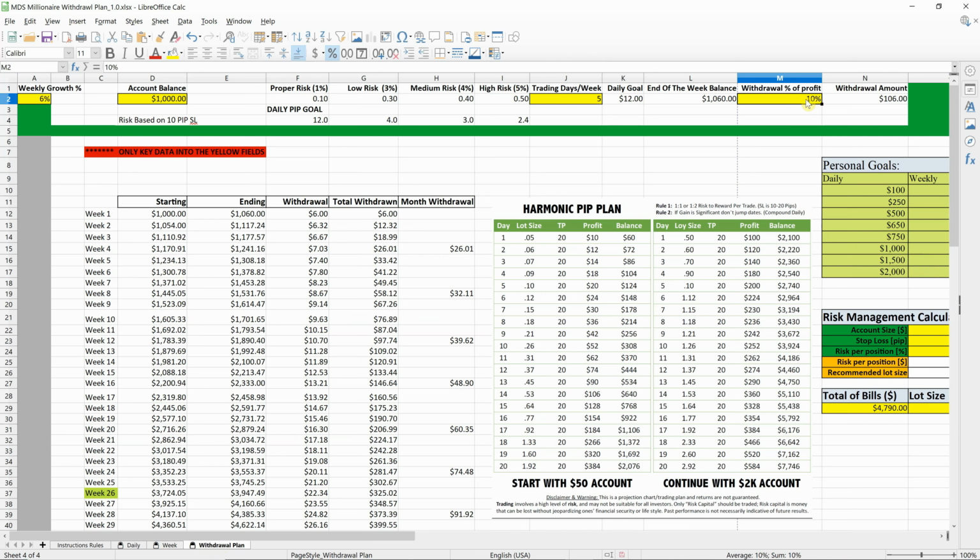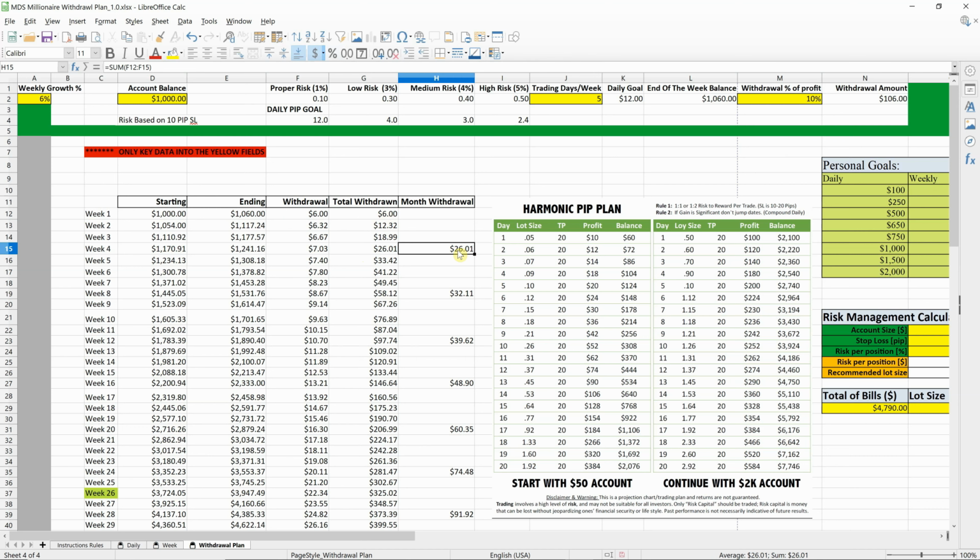So it's not going to sound like a lot at first, but this is the power of compound interest, right? Again, week one, you're going to have a $1,000 account. After the week is over, you're going to make $60. So technically you could withdraw $6, but I wouldn't do that. I would wait and just do it every month. So in this particular example, after 4 weeks, you're only going to take out $26, right? Which is not a lot, but it's something.